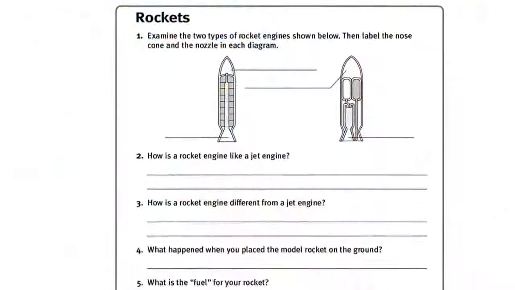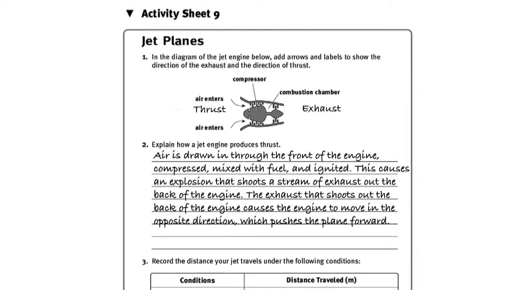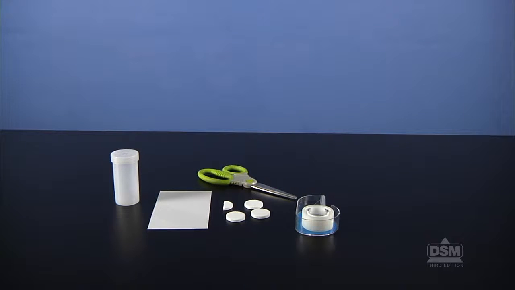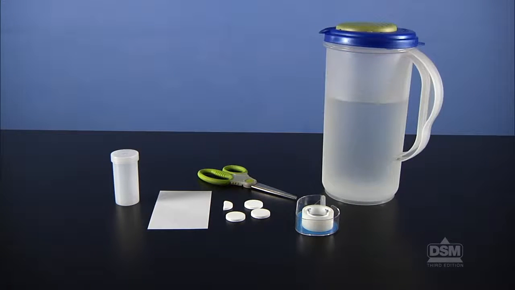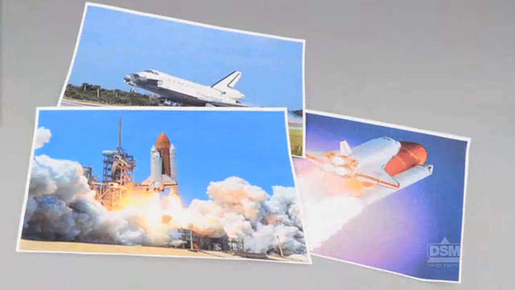To prepare for the activity, make a copy of Activity Sheet 12 for each student. Students will also need their copies of Activity Sheet 9 for reference and a pair of safety goggles. Each team of 4 will need a vial with cap, an index card, 3½ seltzer tablets, a pair of scissors, some transparent tape, and a pitcher of water. Also, encourage students to bring in pictures of the space shuttle.